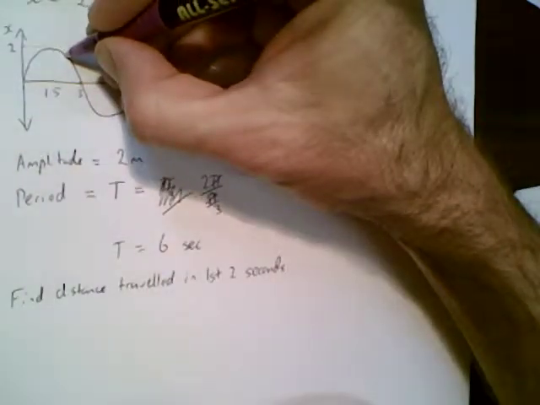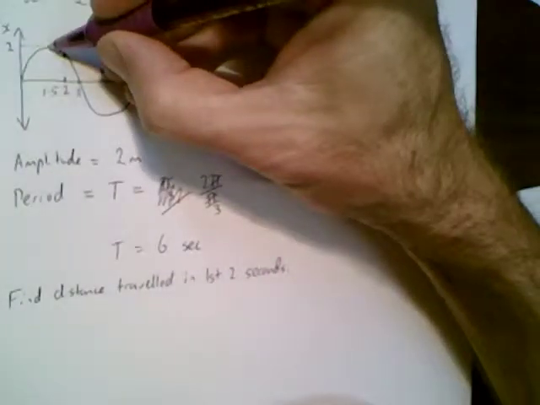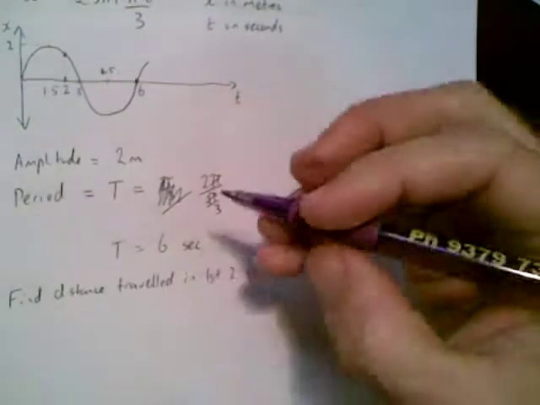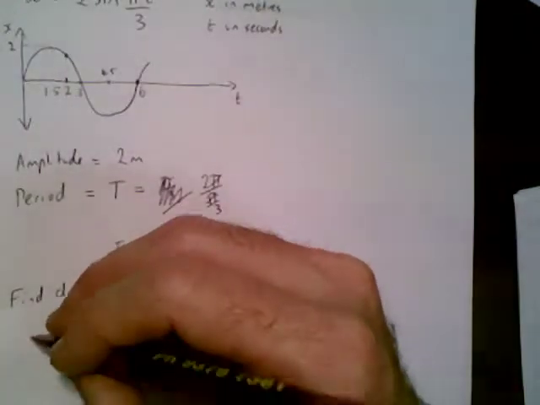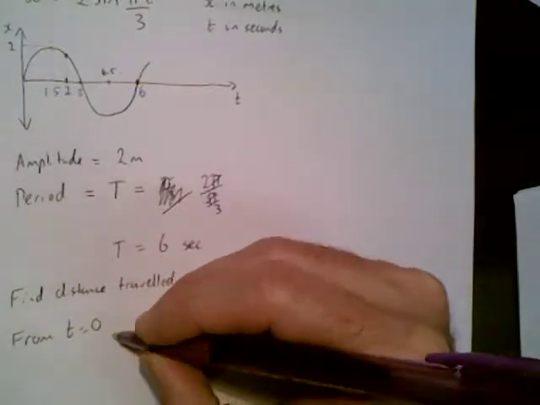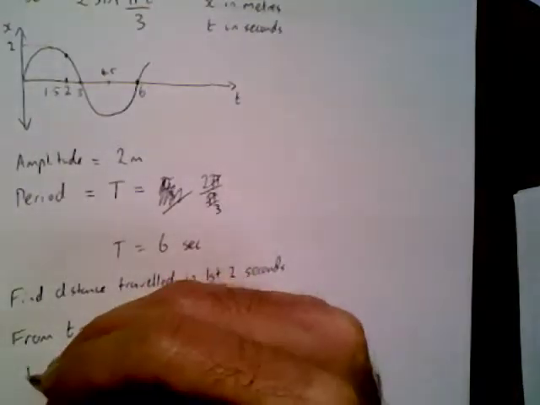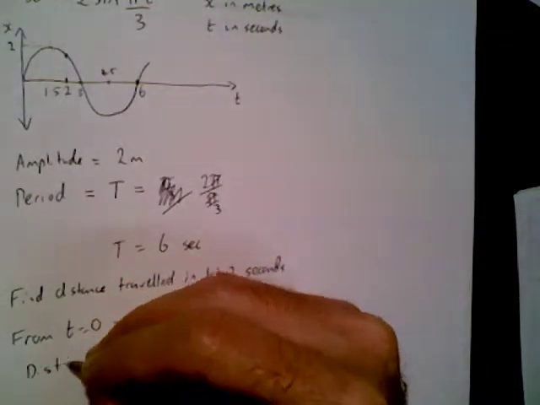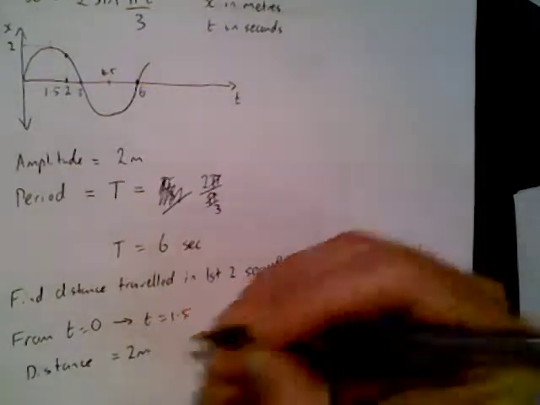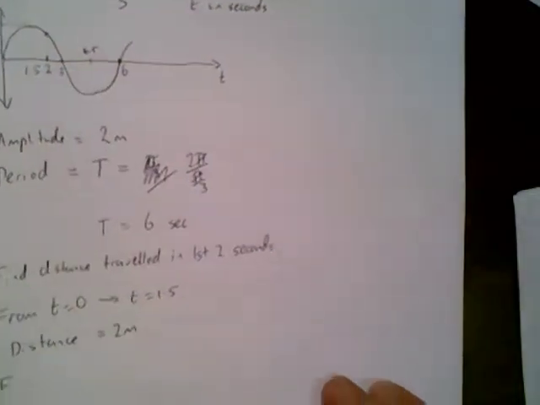Then it's going to move down here somewhat, and at 2 seconds, which will be about here somewhere, it's going to have moved from the maximum displacement down to this value here. So all we've got to do is have a look at the different intervals through which it travels. So first of all, from t is equal to 0 to t is equal to 1.5, we've got our distance is equal to 2 metres. So that's pretty easy.